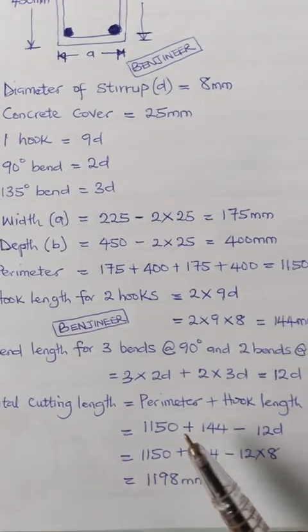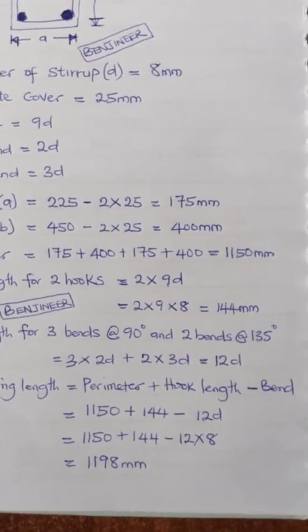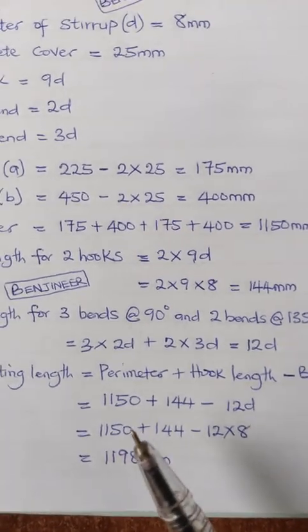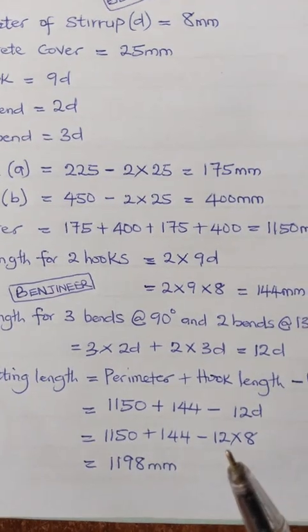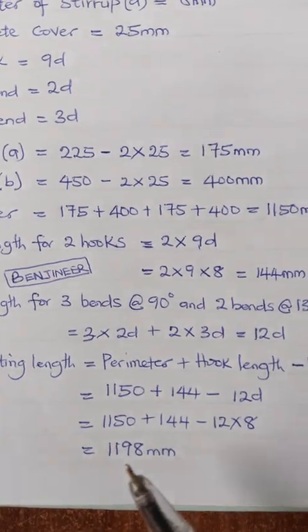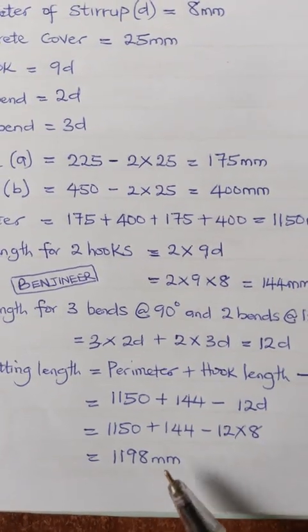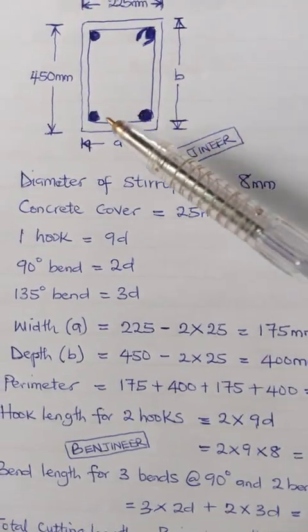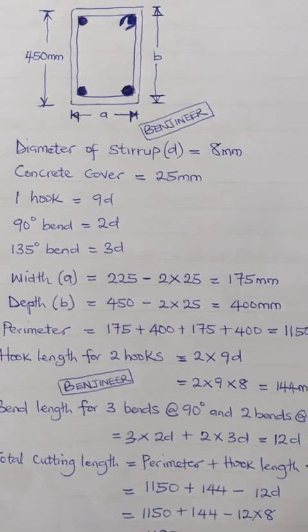So the total cutting length will now be equal to perimeter plus hook length minus bend deduction. When you substitute, we have 1150 plus 144 minus 2D. When you work it out, we have 1198 millimeters. So this becomes the cutting length that will produce this size of stirrup. So this is how we calculate for the cutting length.